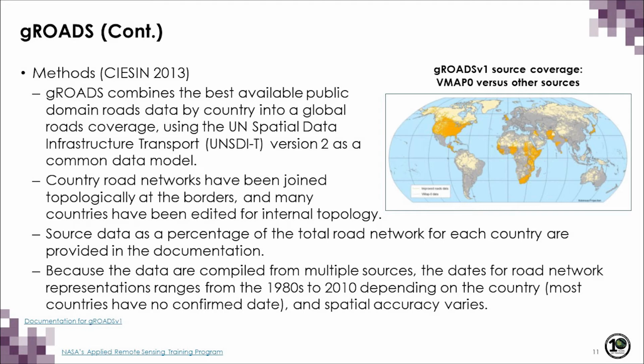Because the data are compiled from multiple sources, the dates for road network representation range from the 1980s to 2010, depending on the country, and most countries have not confirmed dates. And also, spatial accuracy varies.